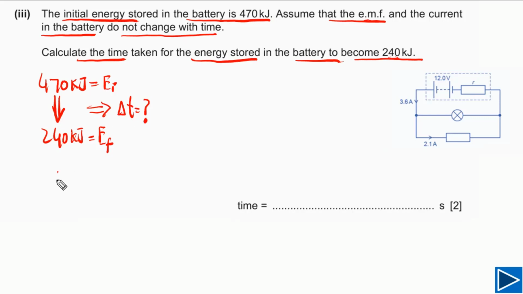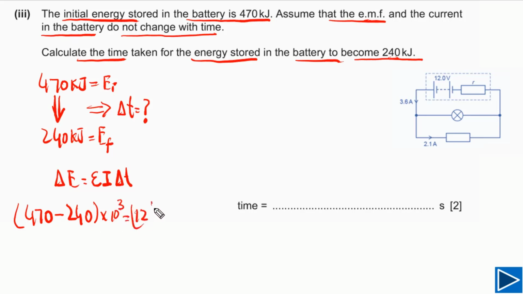For this purpose we can say delta E has to be equal to the EMF of the power supply times the current passing through the power supply multiplied by delta T. So we need to find the change in energy. How can we find it? We simply subtract 240 from 470. We write 470 minus 240, multiplied by 10 to the power 3. The EMF of the power supply is given, that is 12, and the current passing through the power supply is also given, that is 3.6, and we simply need to find delta T.